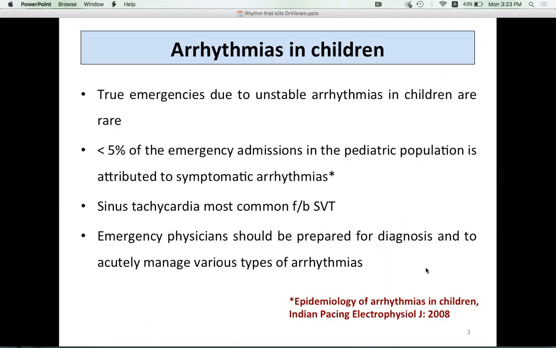Fortunately, true emergencies due to unstable arrhythmias in children are very rare. According to one study, less than 5% of the emergency admissions in the pediatric population is attributed to symptomatic arrhythmias. Out of all arrhythmias, sinus tachycardia is most common, followed by supraventricular tachycardia. The idea is that every emergency physician should be prepared for diagnosis and to acutely manage various types of arrhythmias.